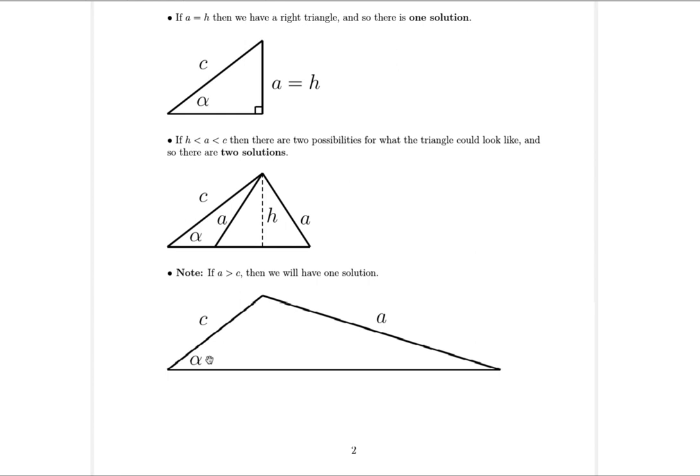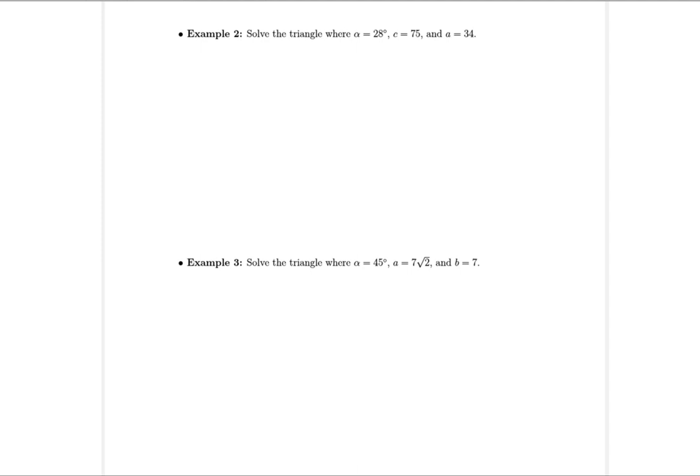We're going to look at a couple more examples that will show you how to recognize these situations in terms of the algebra. So let's look at example 2 together. Solve the triangle where alpha equals 28 degrees, C equals 75, and A equals 34.